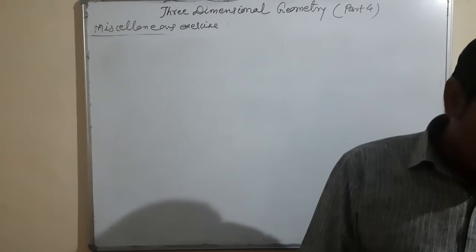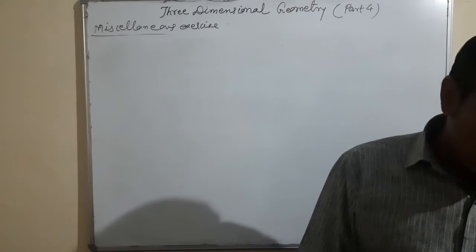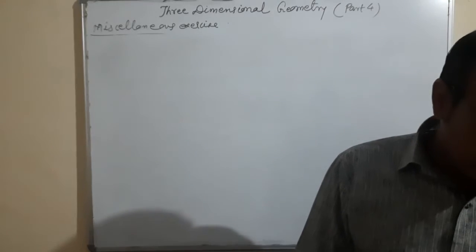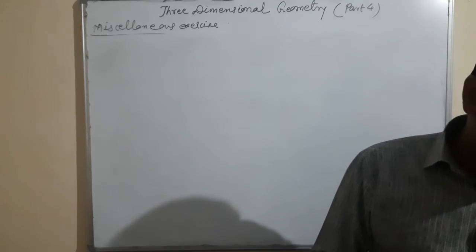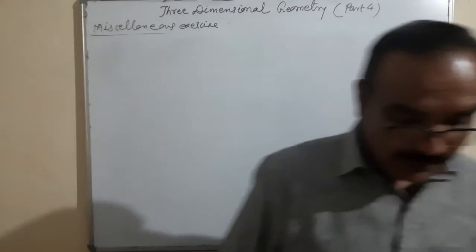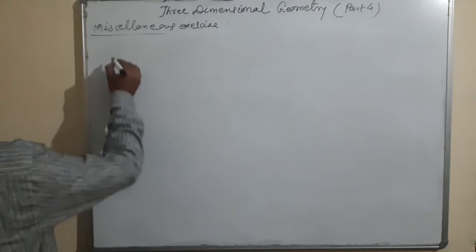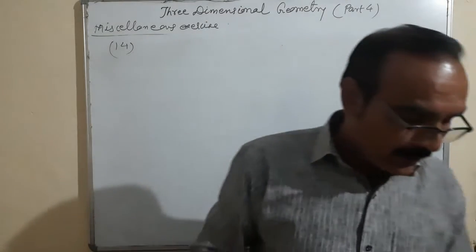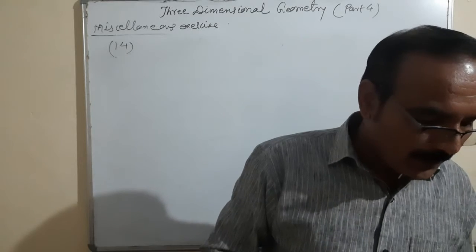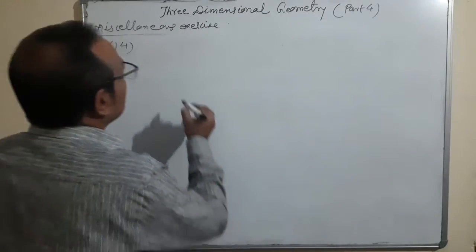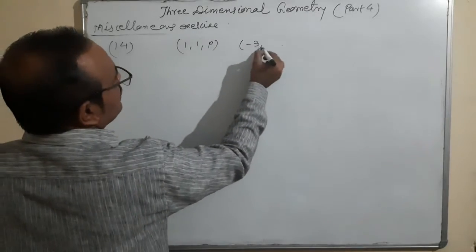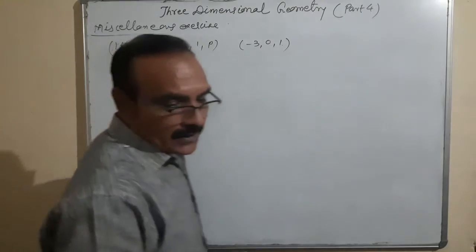Question number 14. If the points 1, 1, P and minus 3, 0, 1 are equidistant from the plane, then find the value of P. Okay, 14th also I am solving. It's an important question, 14th. If the points 1, 1, P and minus 3, 0, 1. There are 2 points.